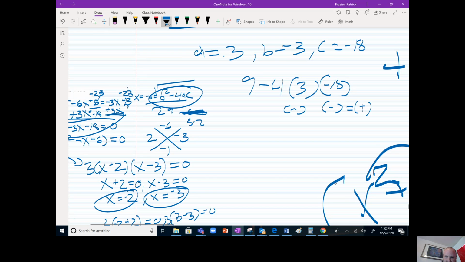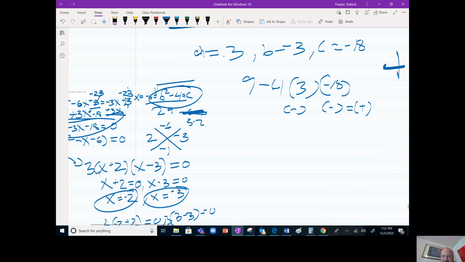So we know the answer to that is going to be positive, and that means we have 9 plus something, and 9 plus something is going to be greater than 0. And the rule is that if the discriminant is greater than 0, then you have two real solutions. If the discriminant is equal to 0, you have one real solution, and if the discriminant is less than 0, then you have two complex solutions, where again you would map it on an imaginary number line.